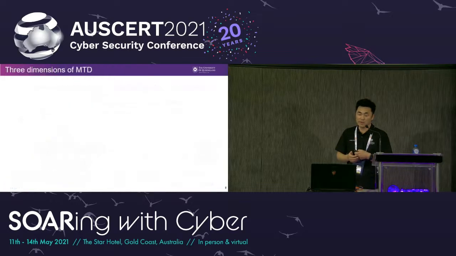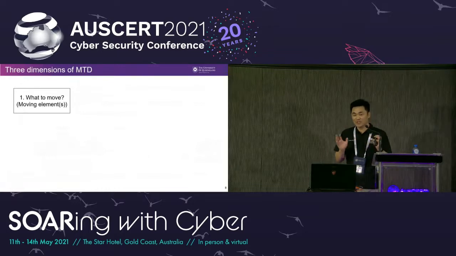That's the main goal. And there are three dimensions in MTD. First dimension is what to move. So how you can change system configurations from the static configuration to the dynamic. So what elements we can use to do that? That's the first dimension, what to move. So it's about moving elements. So it can be a single element, there can be multiple elements.